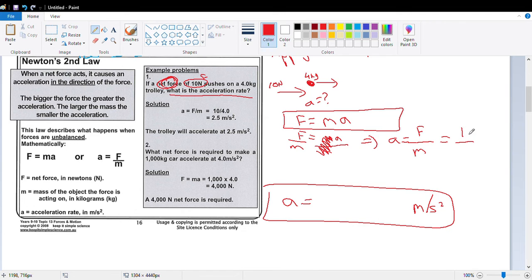I'm pushing with 10 newtons of force, and the mass I have is 4 kilograms. 10 divided by 4. Write a sentence about your answer to make sure it makes sense. The object accelerates at a rate, or the object's speed increases, 2.5 meters per second every second.